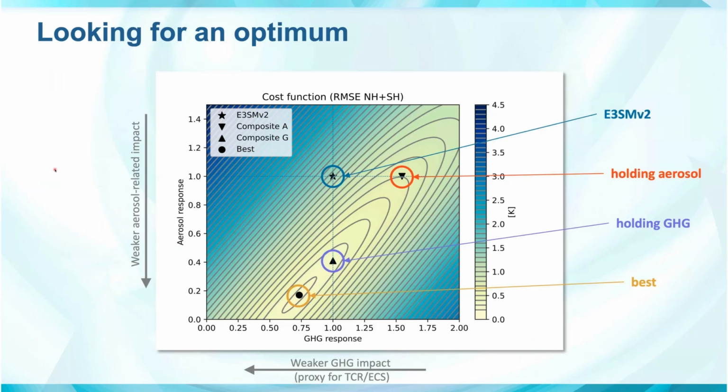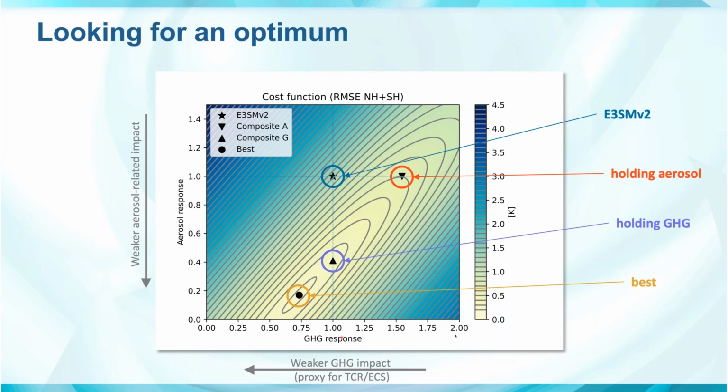So I did that, and I constructed a cost function that measured the mismatch of the hemispheric mean surface air temperature on an annual basis. I did it separately for Northern Hemisphere and Southern Hemisphere because the aerosol signal has a very strong asymmetry. And the cost function spans the period from 1950 to 2015. And then this is very cheap, so you can actually evaluate the cost function through the entire space.